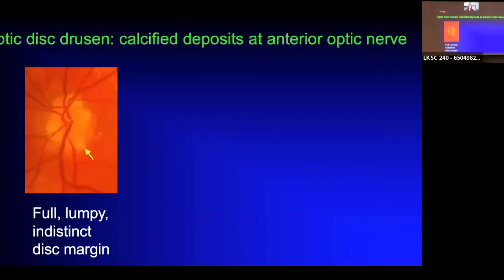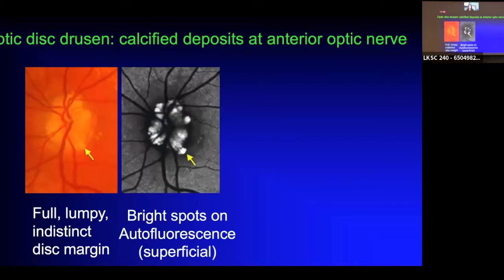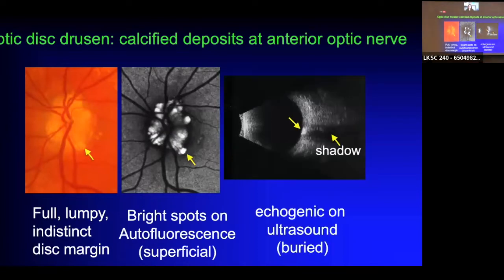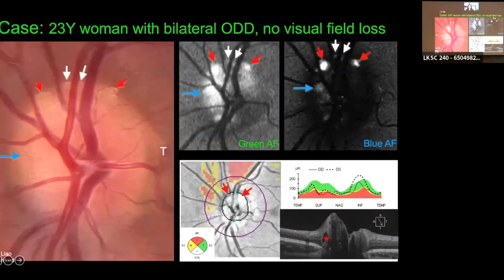So optic drusen, as Dr. Hammond mentioned, are calcified deposits at the anterior optic nerve. They have this brightly autofluorescing appearance and a hyperechoic appearance on ultrasound. This is a slide that you saw earlier, just illustrating the multiple different en face ophthalmic imaging techniques that we use routinely. What's not featured here is multicolor, ocular metabolic imaging, and others.